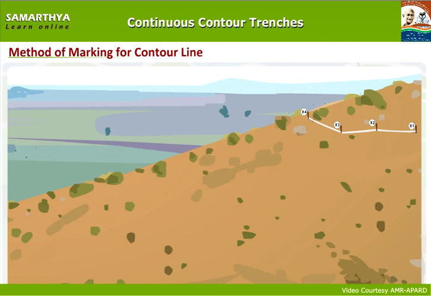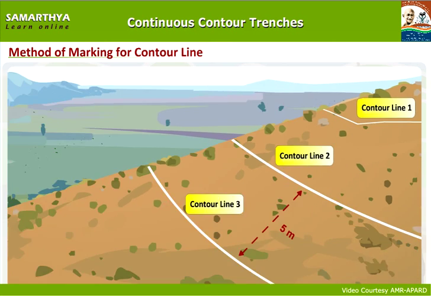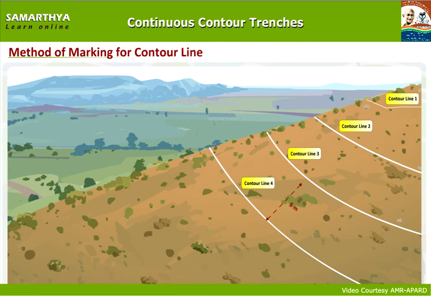Let's call this line 1. 5 meters from this contour line 1, mark another contour line with the aforesaid method. The contour lines are marked this way as shown on the screen.